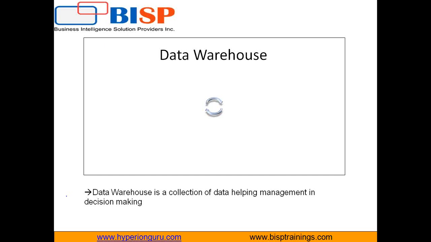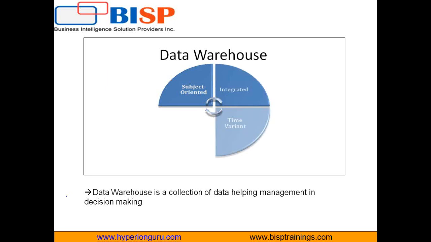Now let's go into the definition of a data warehouse. A data warehouse is a database which is obviously huge in size. Along with that, it has a few properties. One is that it's subject oriented. A data warehouse is integrated, it's time variant, and it's non-volatile. Now we will go through each of these characteristics, or properties, of a data warehouse.